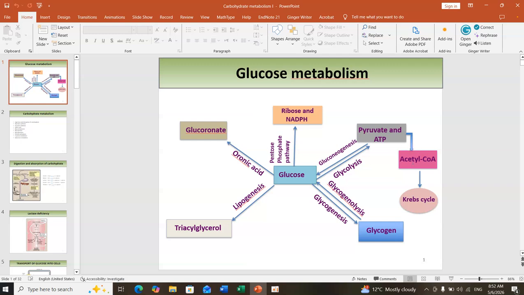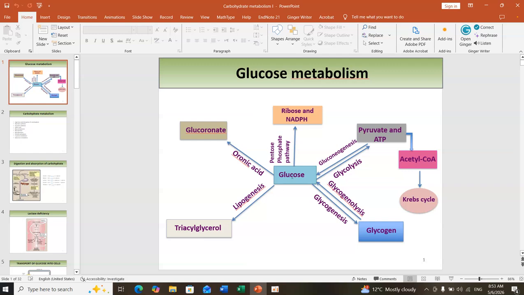The pentose phosphate pathway converts glucose to ribose and NADPH. As you see, no ATP is formed in this pathway, whereas ATP is formed in glycolysis. The uronic acid pathway converts glucose to glucuronate, and glycogenesis converts glucose to glycogen. I mean, it converts glucose to a polymer, glycogen, which could be stored in the liver and in the muscle. In the pathway of lipogenesis, glucose is converted to triacylglycerol, which is the storage form of lipid in our body.